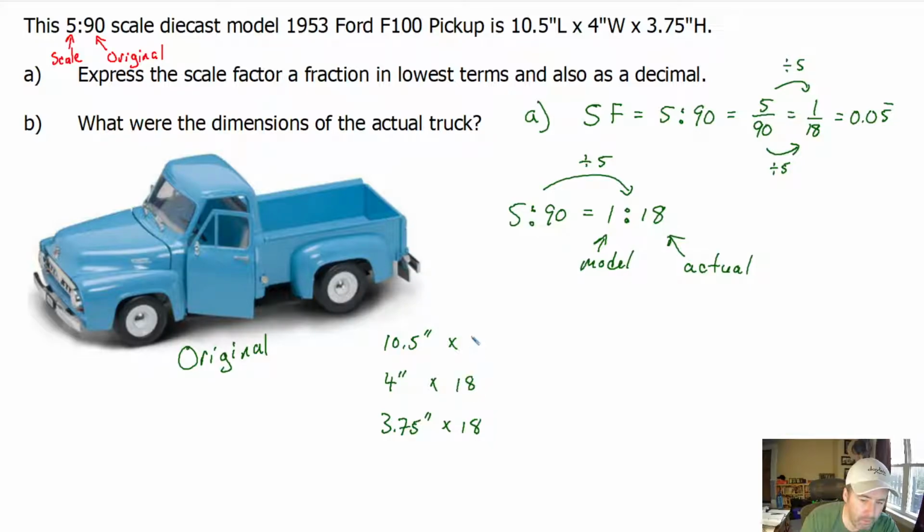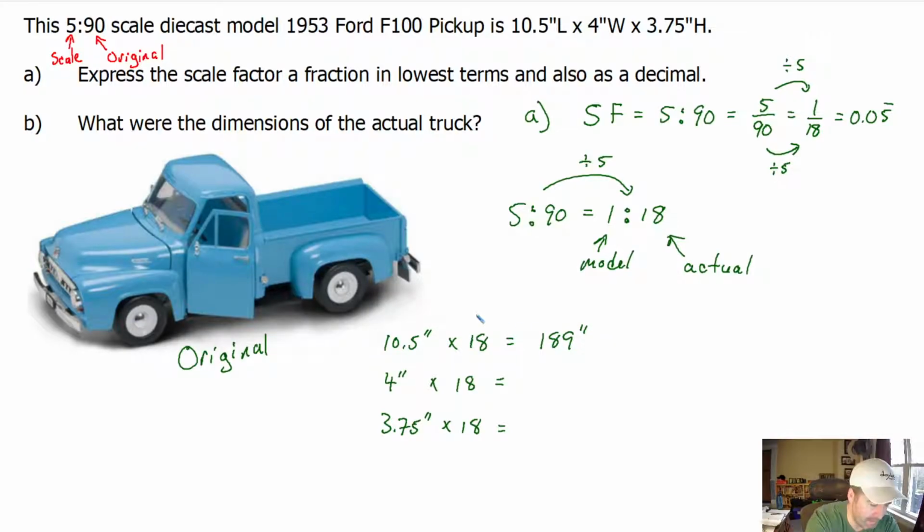And again, I told you in the first section it was relatively straightforward, but it got trickier. This is where it starts to get trickier. We're going to scale this up by a factor of 18. So if I take 10.5 inches, multiply that by 18, on the actual truck, that would be 189 inches.